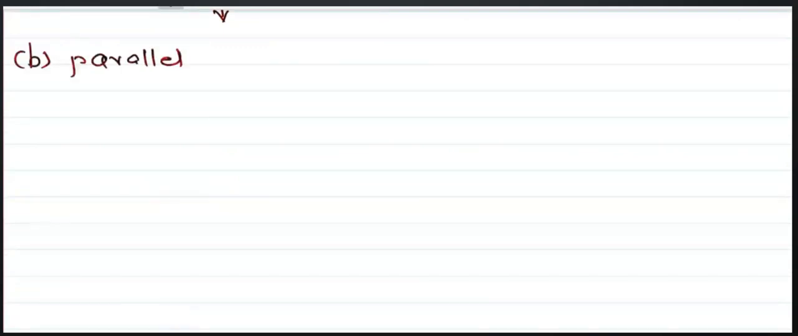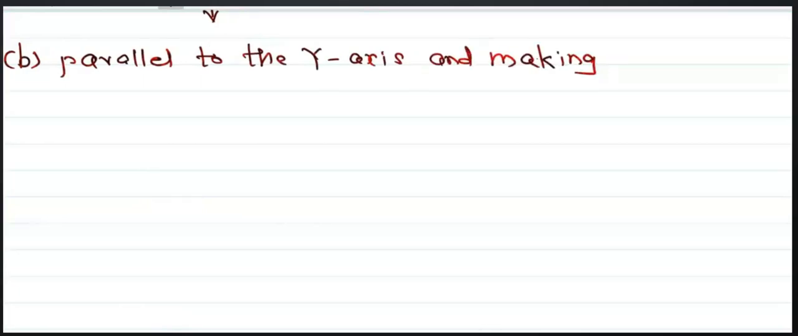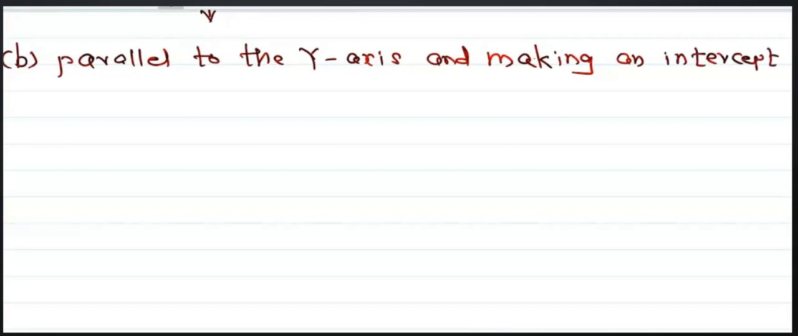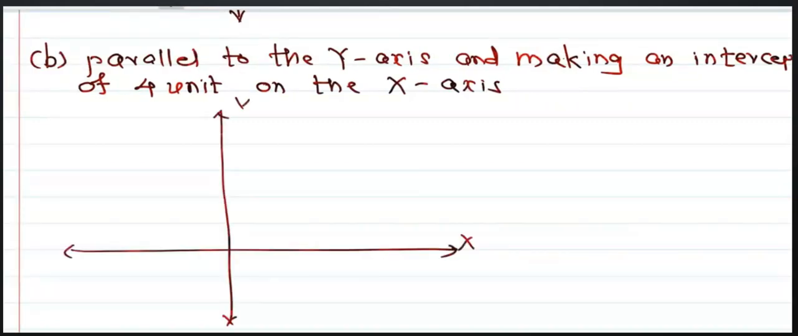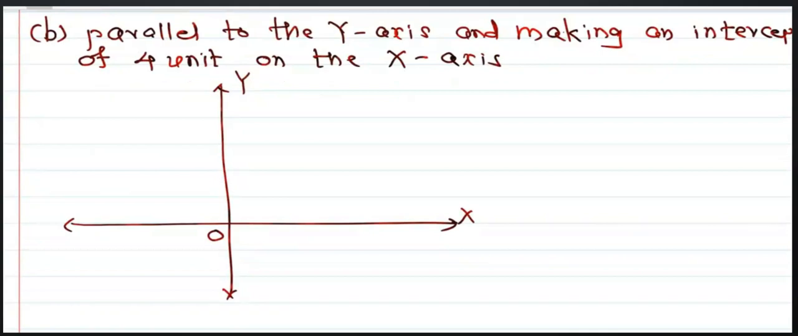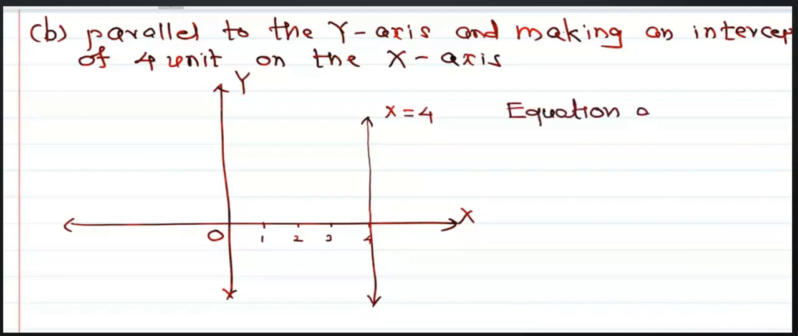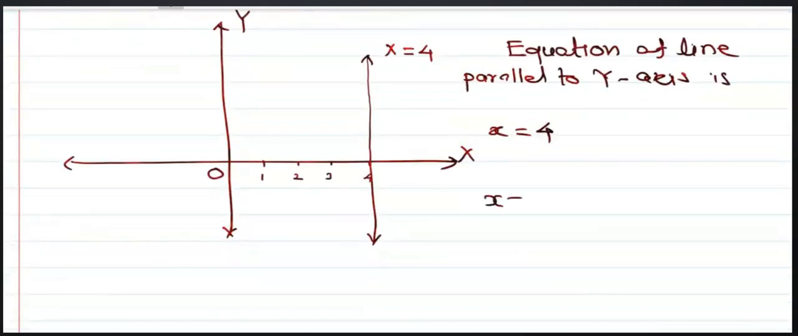Next is the line parallel to the y-axis and making an intercept of 4 units on the x-axis. Parallel to the y-axis, and we have the 4 unit intercept. Now this is x is equal to 4. Therefore, the equation of the line which is parallel to the y-axis is x is equal to 4.